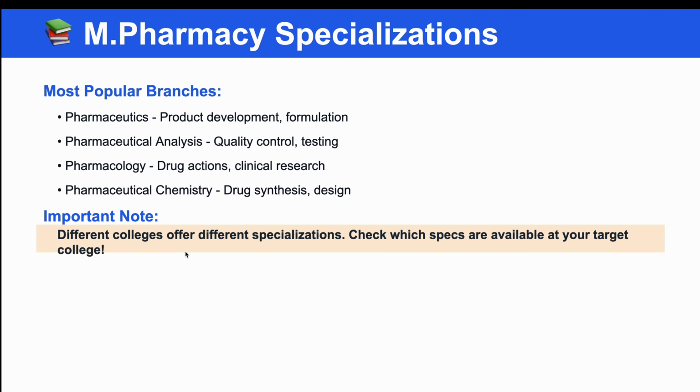So there is an important note, different colleges offer different specializations. Check which specializations are available at your own targeted college. So there is not a single rule that each college will have all these types of specializations. Some colleges may have one, some colleges may have two, some colleges may not have any of them. So you can prepare a list as per the availability in the college.